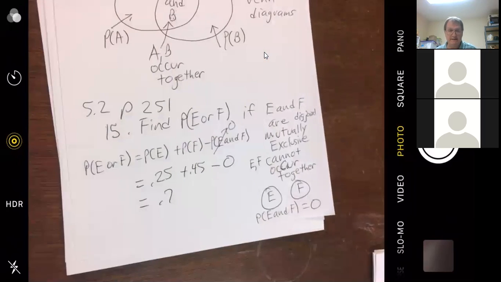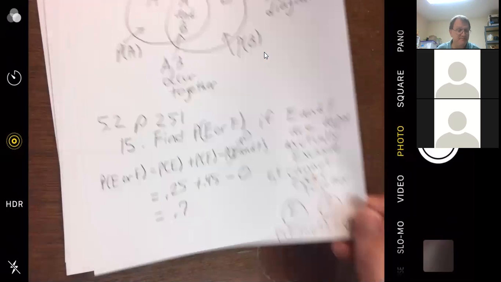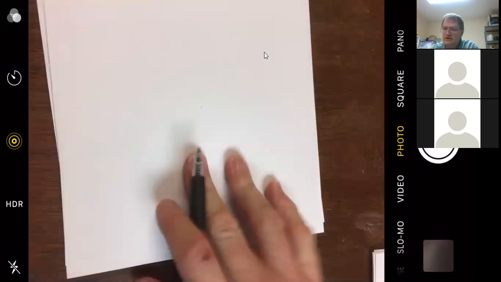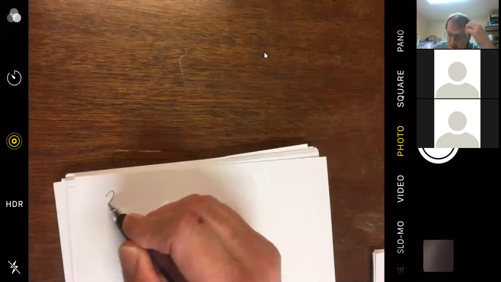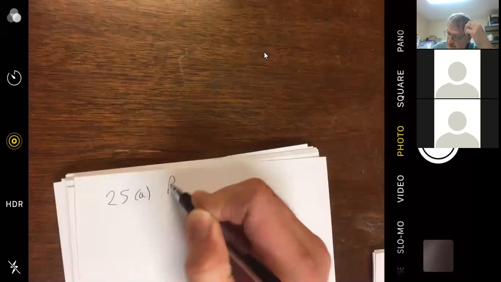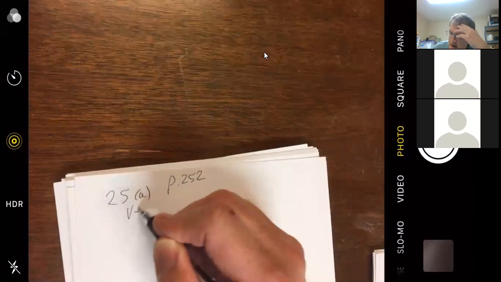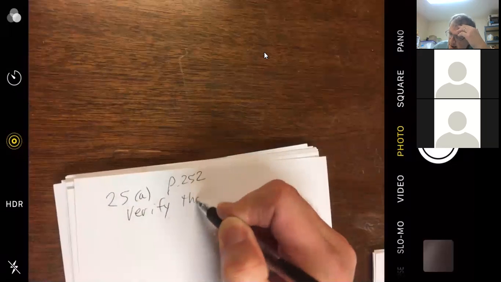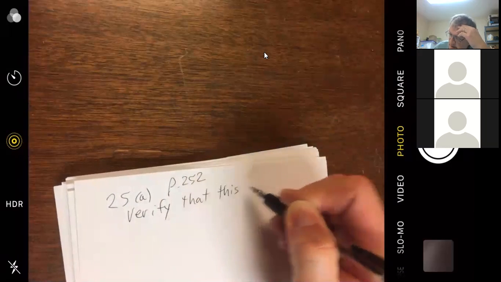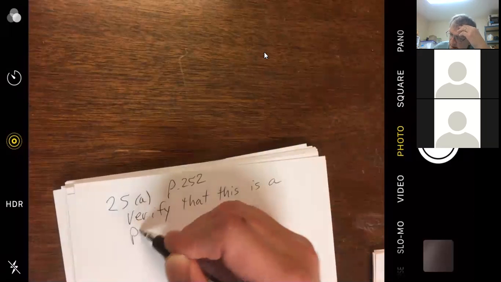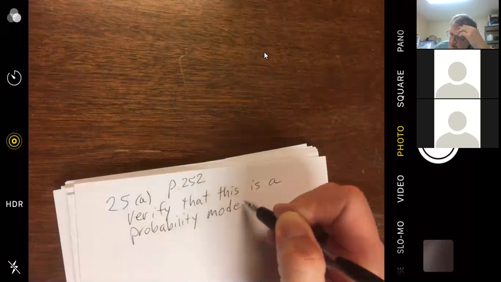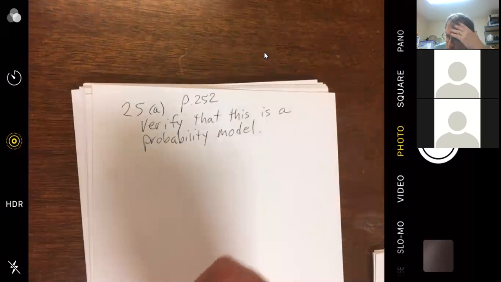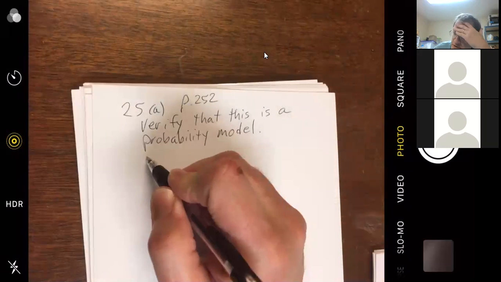All right, so there's the data. The questions are on the next page. Do we need to show you how to verify that this is a probability model? This is page 252. Verify that this is a probability model. Do we need to show you how to do that, or is that obvious? Yes, please. Well, you show that it obeys the two rules.